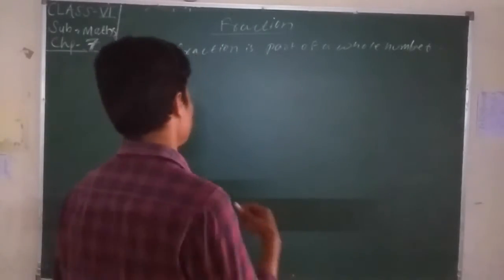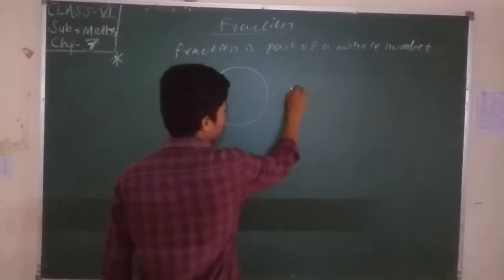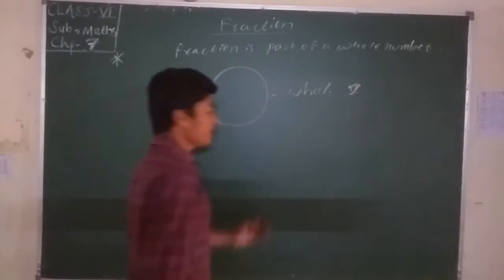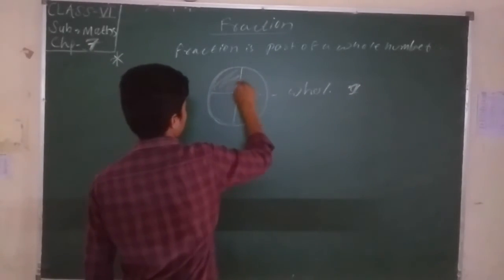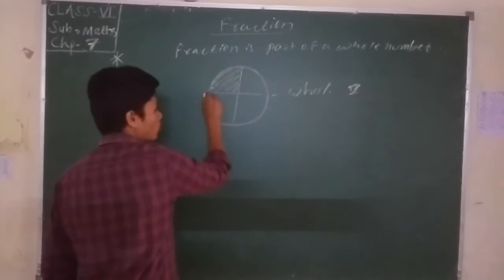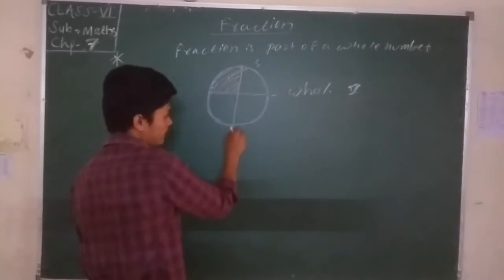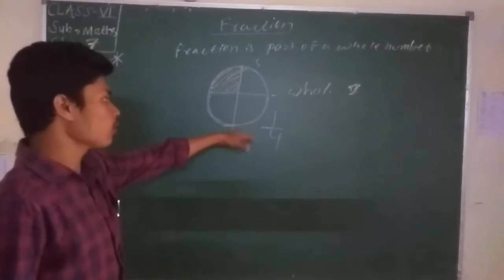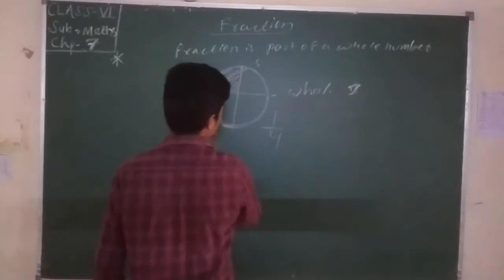If we take an example, suppose 1/4. That is a whole. Whole means 1. We divide it into 4 parts, and 1 part is shaded. In total the whole has 4 parts, and how many parts are shaded? 1 part. And it is written as 1/4. That means 1 out of 4. The fraction is represented like this.